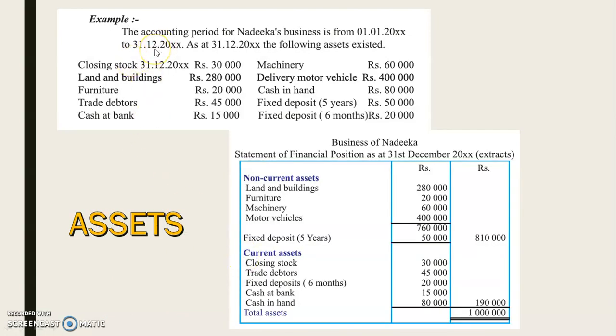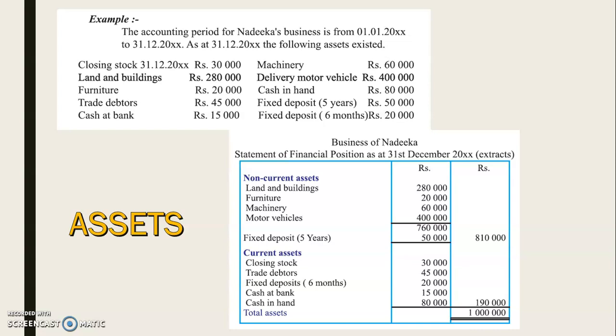So for example, this is from your book, the accounting period of Nadika Business, and they have given you some assets. You have to divide them as non-current and current assets. You all know what a non-current asset is and what a current asset is, so you just have to put them in the correct place. Closing stock, it's a current asset. Land and building, non-current assets. Furniture, non-current asset. Trade debtors, current assets. Cash at bank, current assets. Like that, you have to divide them into non-current and current assets. We have learnt this last year. If you are not sure, just revise from the grade 10 book.